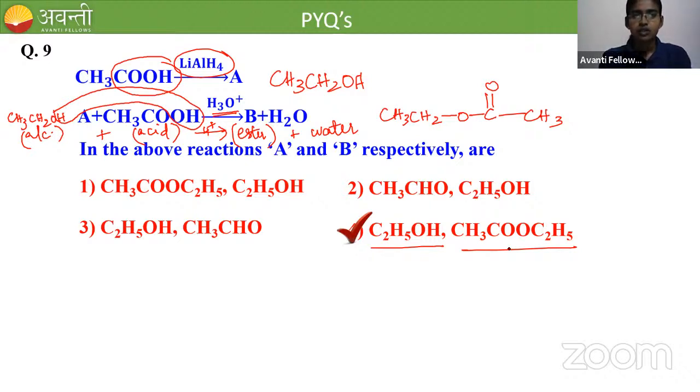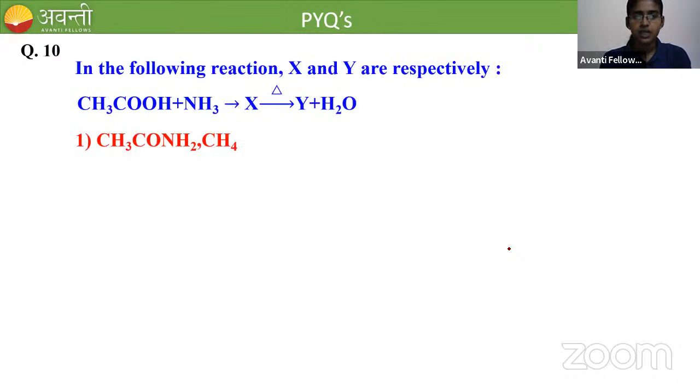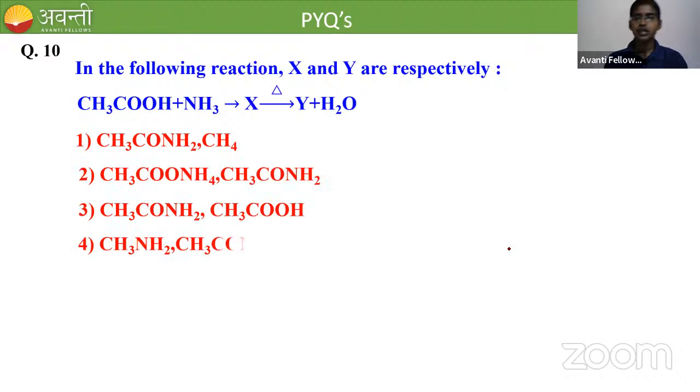Okay, so let's go for question 10. In the following reaction, X and Y are respectively. We have to find compound X and Y again. Acetic acid is treated with ammonia and it forms X. Let me know in the chat box the formula of X. And then X on heating forms Y. What could be the correct answer? You can get the answer just by finding compound X itself.